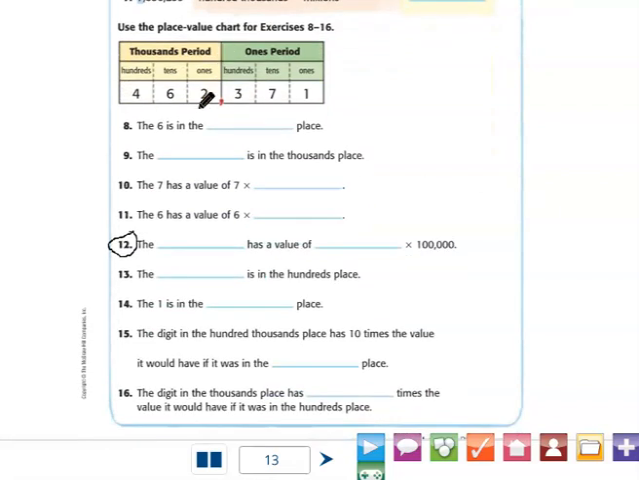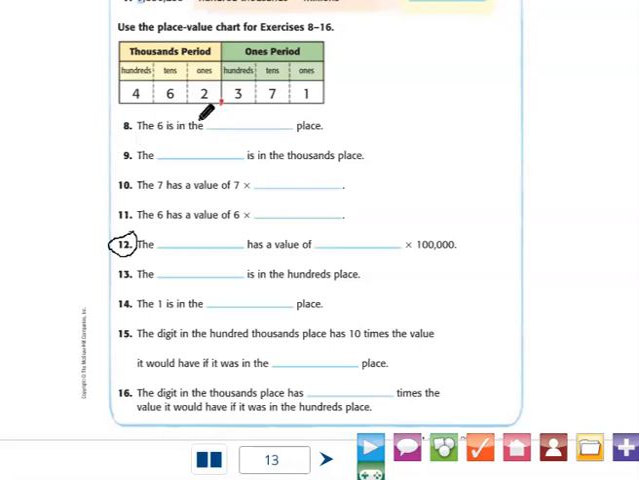And moving down, they're talking about this place value chart for number 8 through 16. So this will be a reference for all of these questions. And sometimes you can get away with writing a number. Sometimes you have to write out some words, depending on what the question is asking you. So read the question and figure out what best fills in this blank.